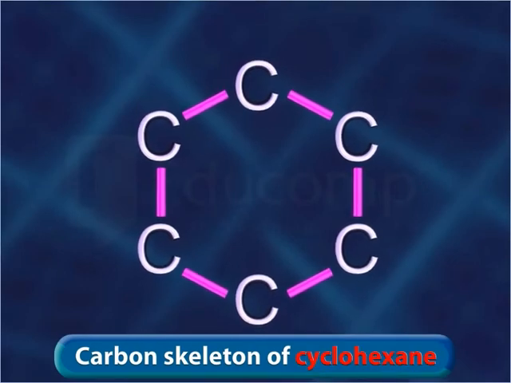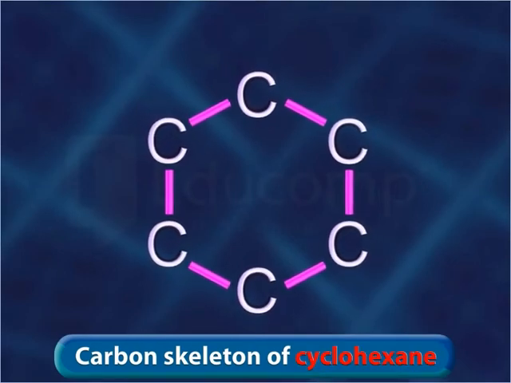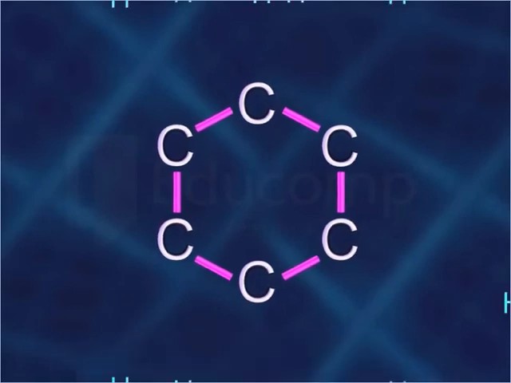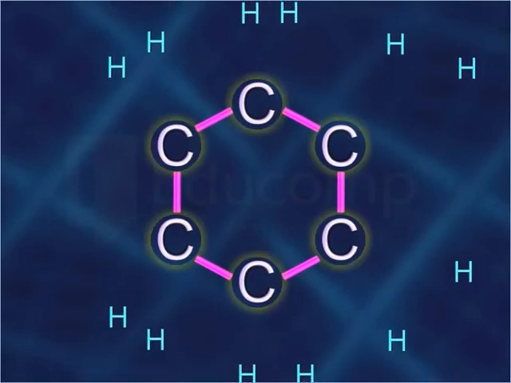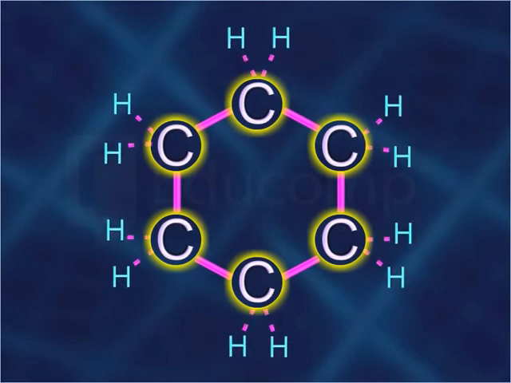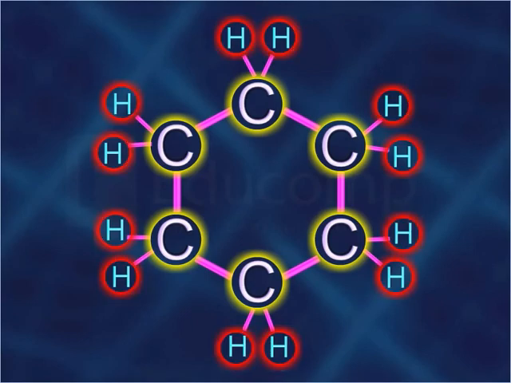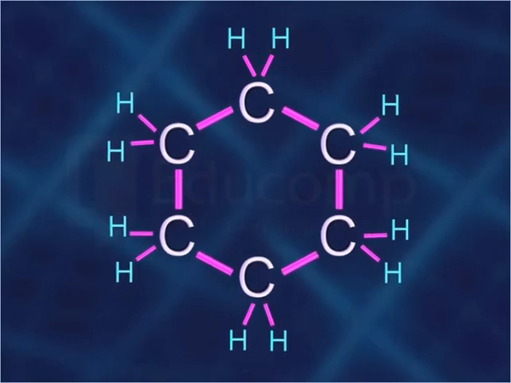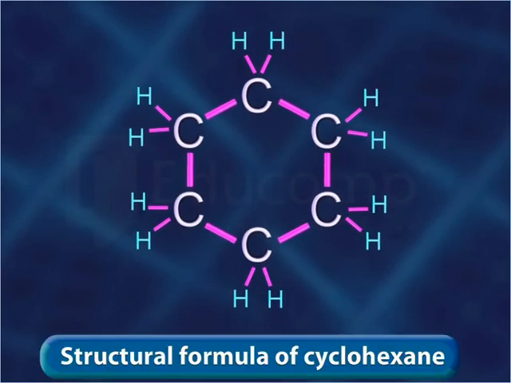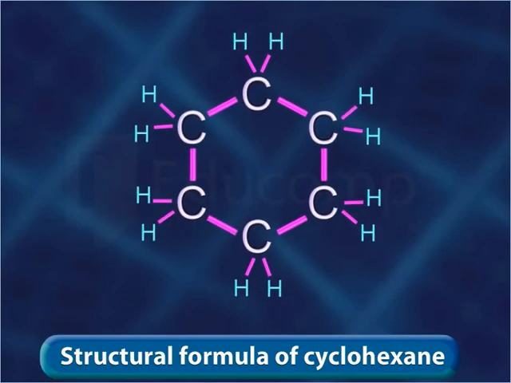The name also suggests that there is no functional group attached to the molecule. So, link each carbon atom to 2 hydrogen atoms to satisfy their valencies. This way, you get the structural formula of cyclohexane.